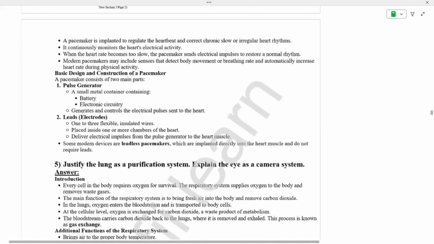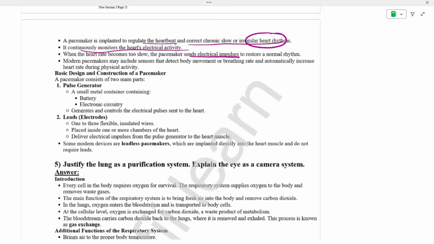First, a pacemaker is implanted to regulate the heartbeat and correct chronic irregular heart rhythms, and it continuously monitors the heart's electrical activity. And next, when the heart rate becomes too slow, it will send electrical impulses to normalize the rhythm. Okay, it will have a pulse generator and a lead also will be used.